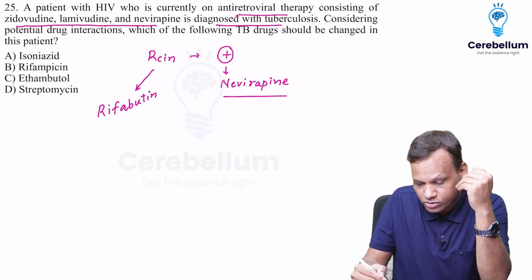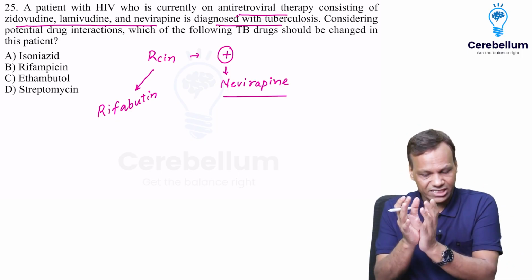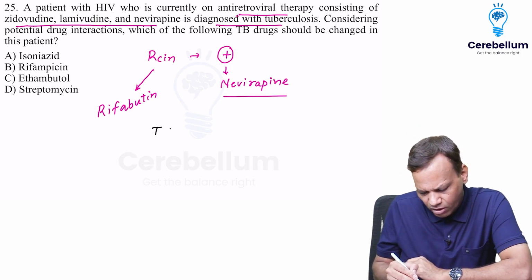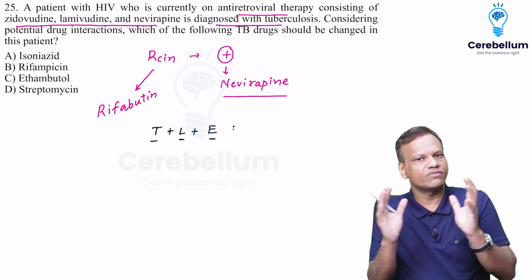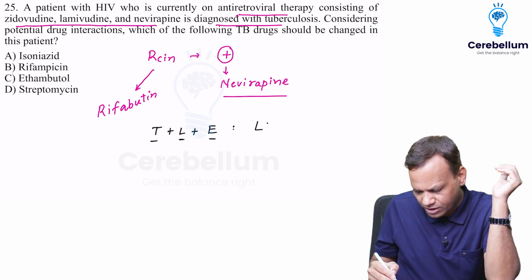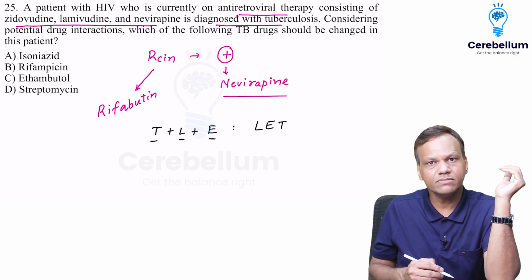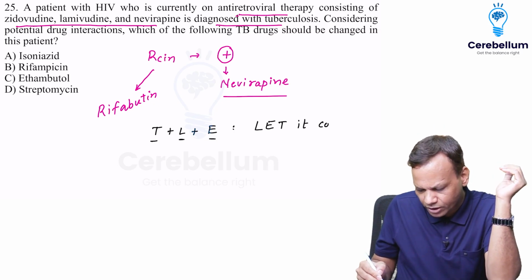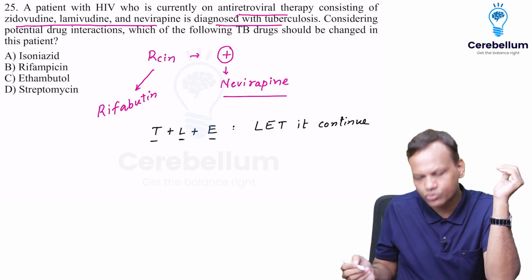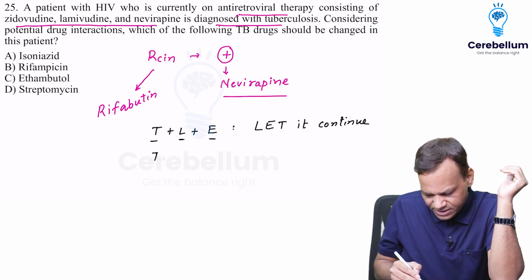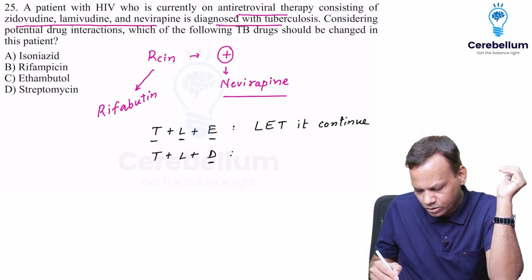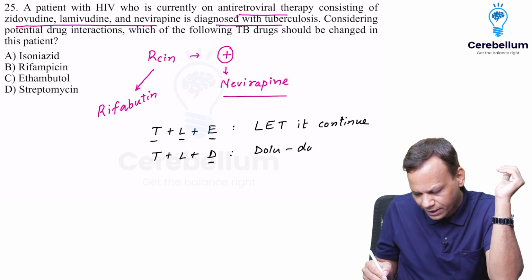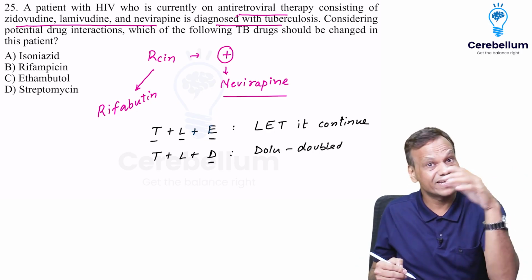But you also need to know certain other questions are asked from HIV and TB interaction. If a person is taking a regime called TLE, tenofovir, lamivudine and efavirenz, these do not interact with rifampicin. So we will say, let it continue. Even if rifampicin is given, continue the same regime. But if the person is taking the TLD regime, with dolutegravir, then double the D. So the dolutegravir dose should be doubled, and the rest remains the same.